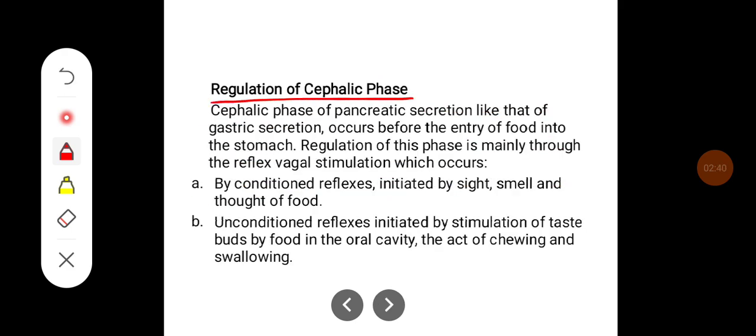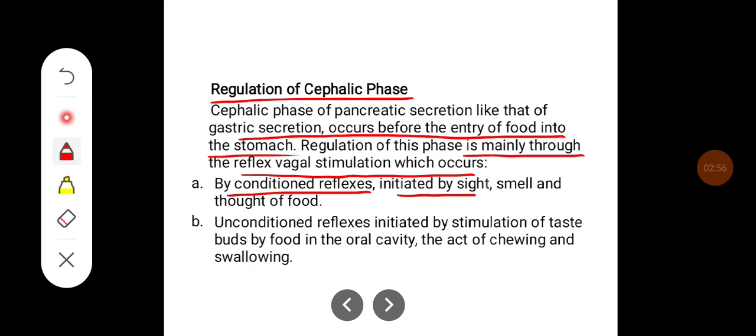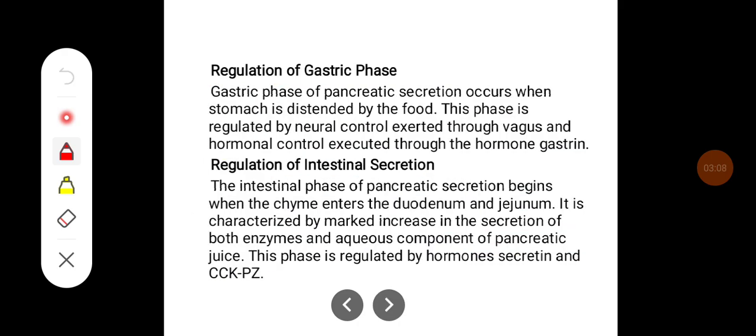Regulation of cephalic phase. Cephalic phase of pancreatic secretion, like that of gastric secretion, occurs before the entry of food into the stomach. Regulation of this phase is mainly through reflex vagal stimulation, which occurs by conditioned reflexes, initiated by sight, smell, and thought of food, and unconditioned reflexes initiated by stimulation of taste buds by food in the oral cavity, the act of chewing and swallowing.